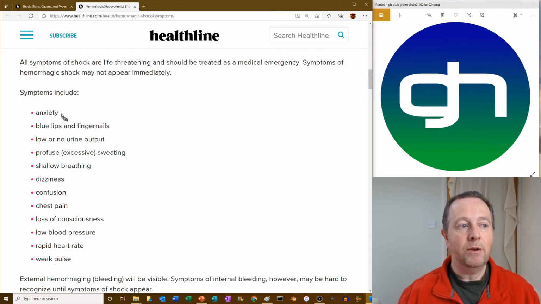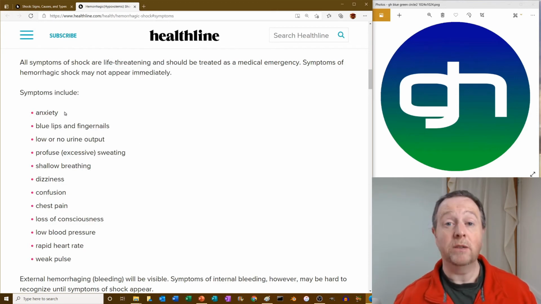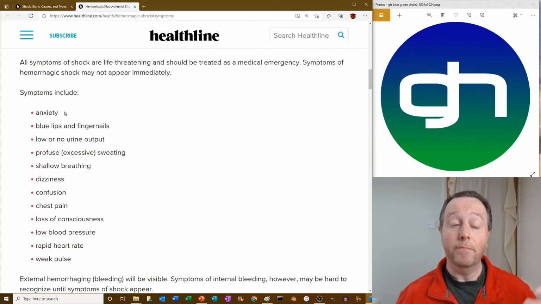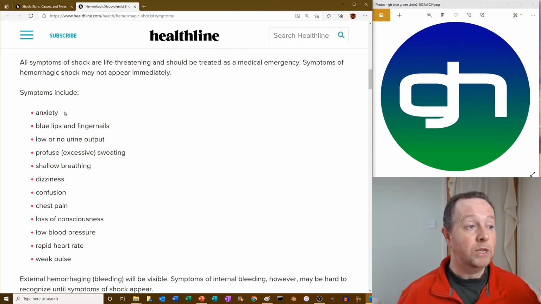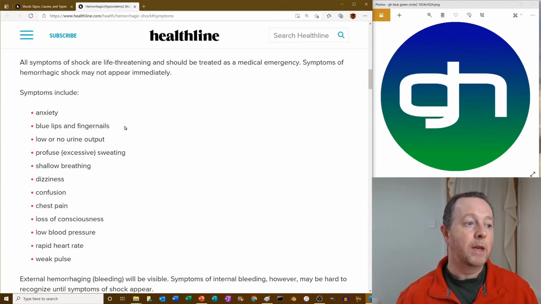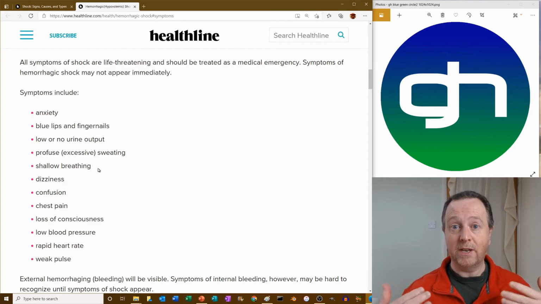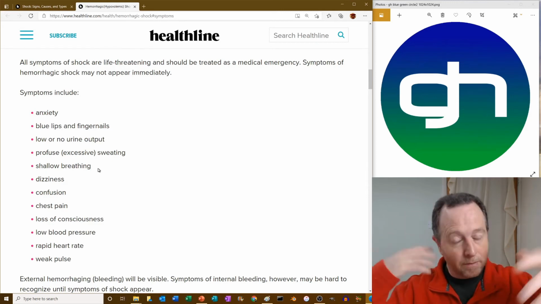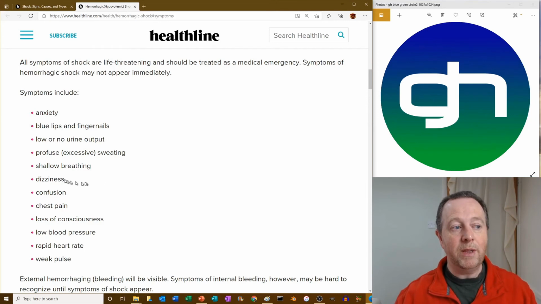Right, so they include anxiety. Not entirely surprising. You've been in a car crash, you're missing an arm, you're going to be anxious. This is why they always say you've got to calm people down. Blue lips and fingernails. Well, if you're losing blood, then the blood can't get to your extremities, and therefore you're going to have pale skin. You're not going to have any colour. Low urine output, fine. Profuse excessive sweating, fine. It goes along with the shallow breathing because you're going to be hyperventilating. All your body's going mental, so you're going to be sweating. You've got shallow breathing. Dizziness.